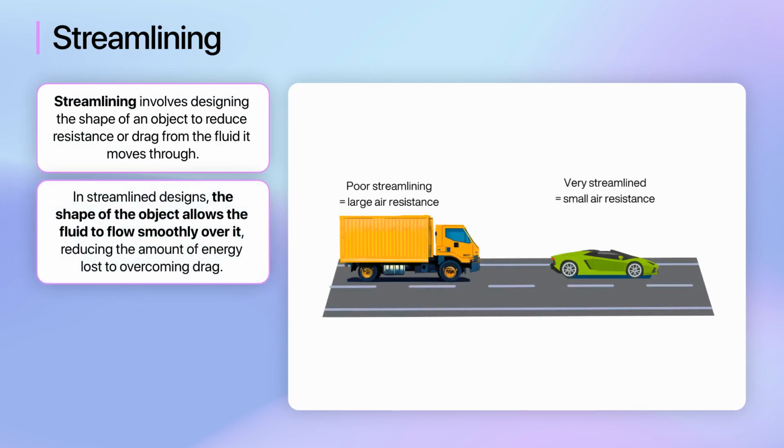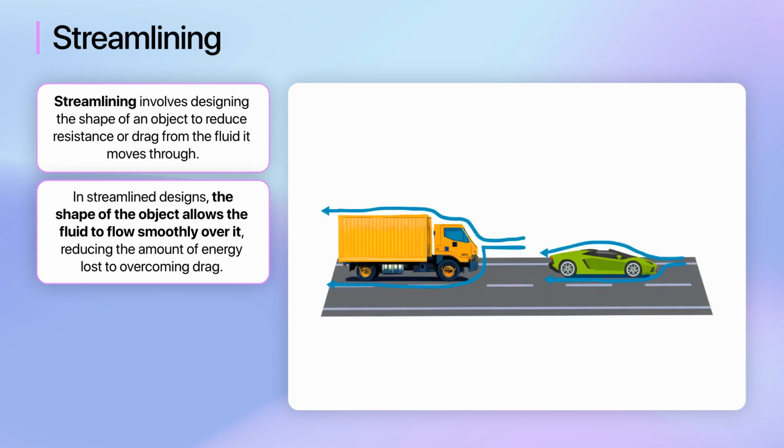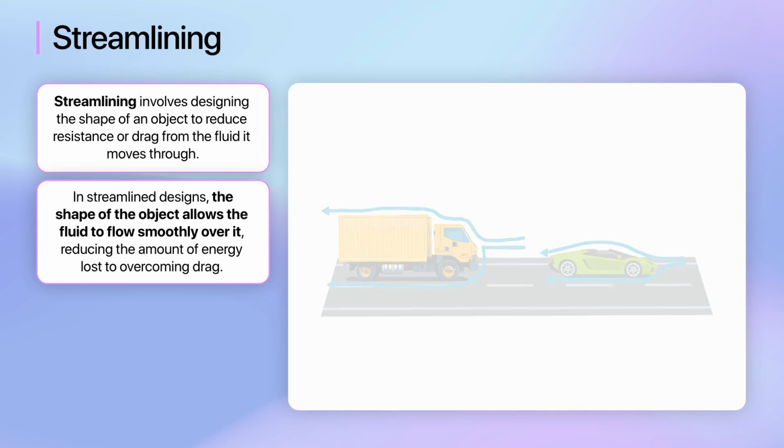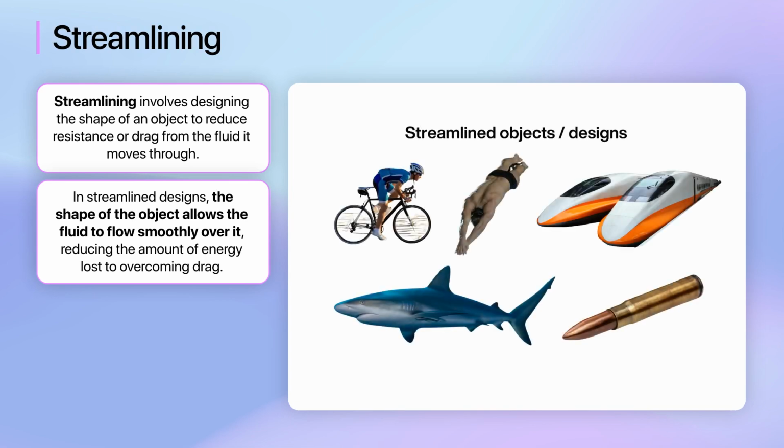In streamlined designs, the shape of the object allows the fluid to flow smoothly over it, reducing the amount of energy lost to overcoming drag. By reducing air resistance, less energy is required to move the object through the air. Thus, a greater percentage of the input energy is utilized for productive work, thereby increasing efficiency. Modern cars are designed with aerodynamic shapes to reduce air resistance. This allows them to travel faster and more efficiently, consuming less fuel for a given distance, which improves fuel economy.